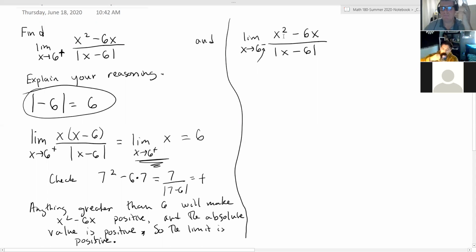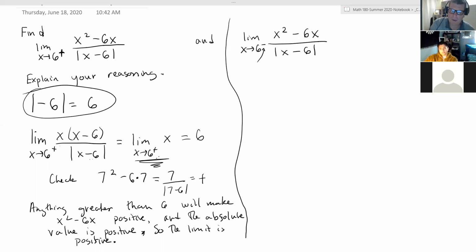Okay, so just as a review, we looked at this problem here. Basically, what we can do is factor out the x minus 6, and that's still going to be true. We factor out the x minus 6 out of the limit, and we end up with the limit as x approaches 6 positive of x, and that's just 6. But we have to actually think about the sign. Remember, I pointed to that yesterday.